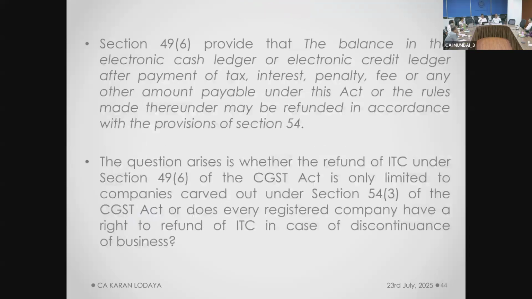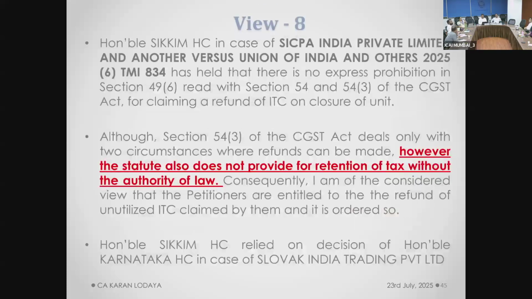Only one section is there: 49(6). Balance in electronic cash ledger, credit ledger after payment of tax, interest or any other amount payable under this Act or rules made thereunder may be refunded in accordance with the provisions of section 54. Sikkim High Court judgment. The Sikkim High Court states that you are eligible for refund even after closure of the business. But that is for the cash ledger, not for the credit ledger? No, it is specifically for credit as well. They referred only to 49(6). And how do you read the law?